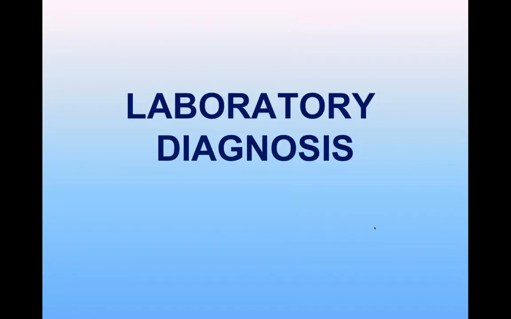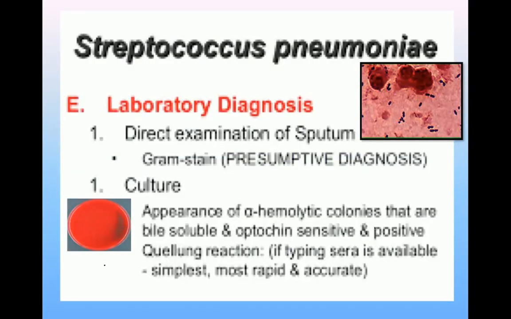Now, moving on to the lab diagnosis. For lab diagnosis, you need to do a direct examination of the specimen, which could be sputum, CSF, whatever. On Gram staining, you are going to see the typical morphology which I have been talking about. They are diplococci, lancet shaped, or they would be in short chains. And this is going to give us the presumptive diagnosis of Strep pneumoniae.